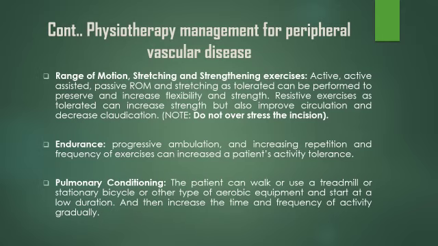Endurance. Progressive ambulation and increased repetition and frequency of exercises can increase a patient's activity tolerance. Pulmonary conditioning. The patient can walk or use a treadmill or stationary bicycle or other type of aerobic equipment and start at a low duration and then increase the time and frequency of activity gradually.